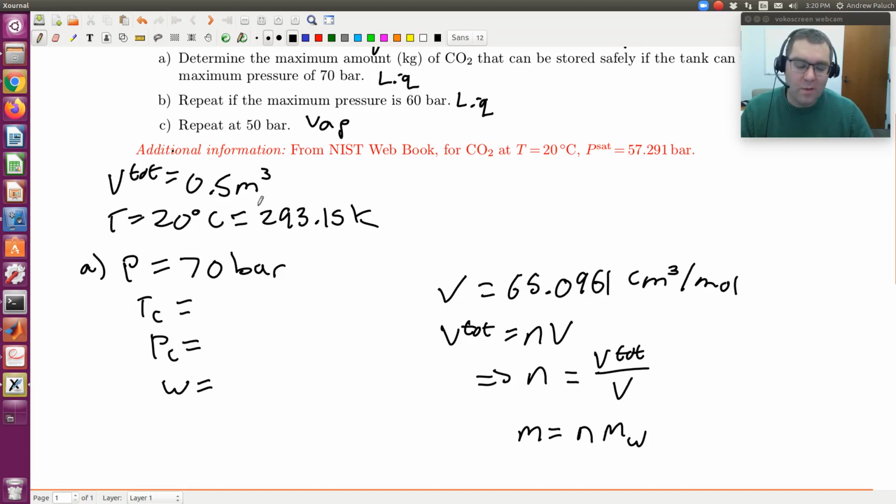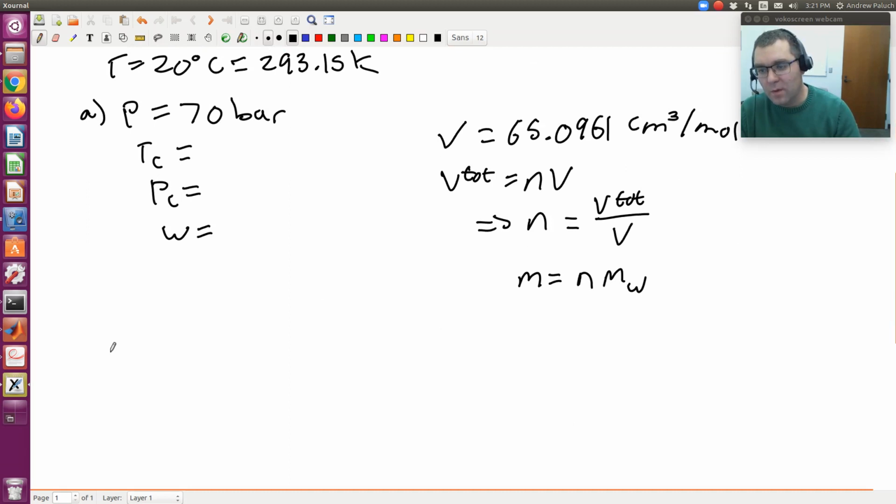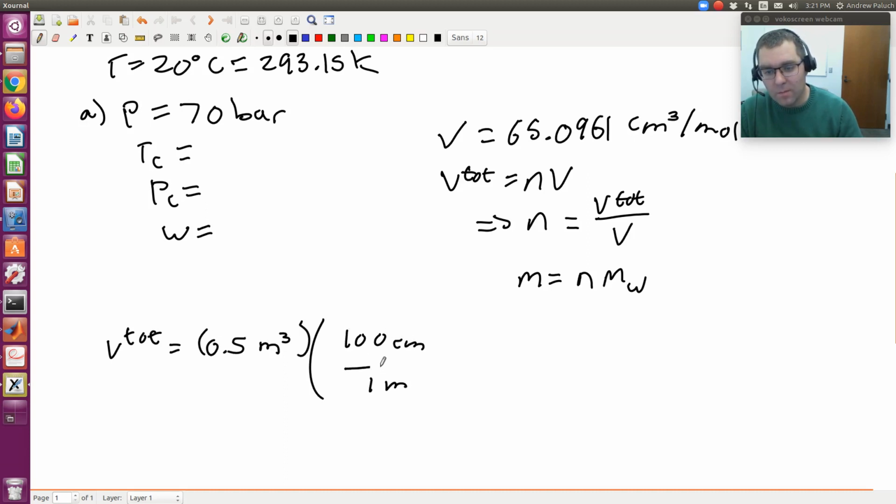Now my total volume is in meters cubed. So either I'm going to need to convert my total volume from meters cubed to centimeters cubed, or convert this. It doesn't really matter. What I might do is convert V total. V total is 0.5 meters cubed. To convert, we know we have 100 centimeters per 1 meter, so I have 100 centimeters cubed per 1 meter cubed.